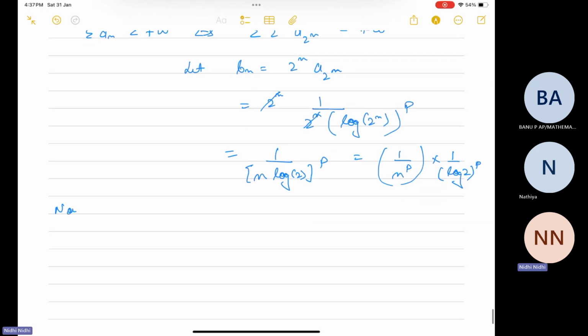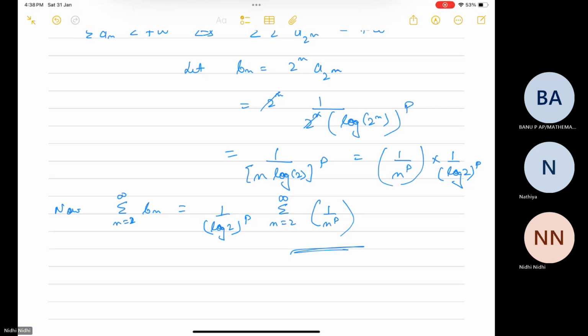Now summation bn, we can take this log 2 to the power b outside because it is independent of n, and from 2 to infinity, summation n from 2 to infinity, 1 by n to the power p. Now we will be using the p series test. By p series test, we know that this series is convergent for p strictly greater than 1 and divergent for p less than equal to 1.